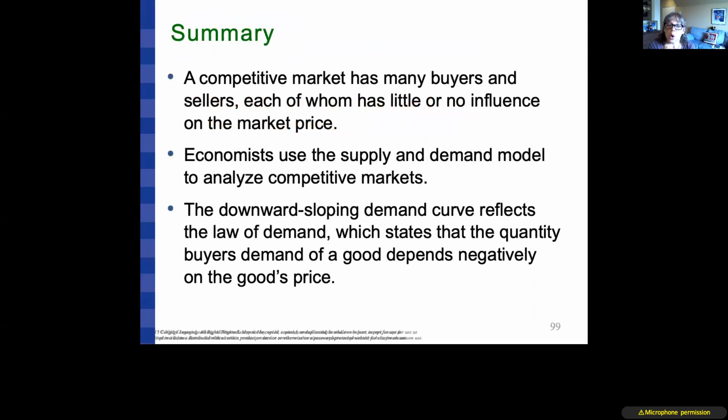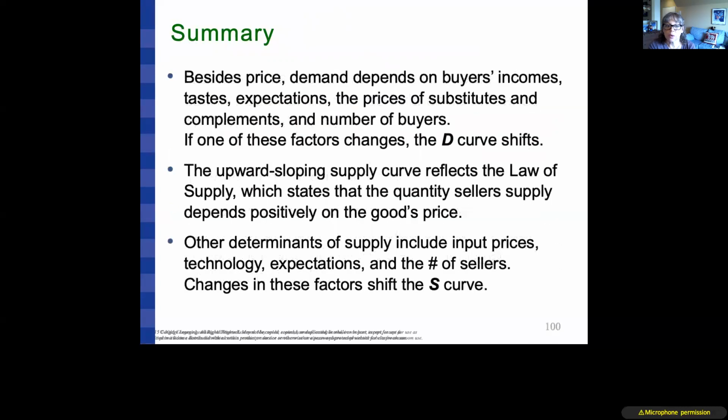So remember, in a competitive market, there are many buyers and many sellers, each of which has very little influence on the market price. So we're talking about a market where there are a lot of different options. Economists use these supply and demand models to analyze these markets. The downward sloping demand curve reflects the law of demand, which states that the quantity buyers demand depends negatively on the price. In other words, as the price goes up, buyers buy less. As the price goes down, buyers buy more.